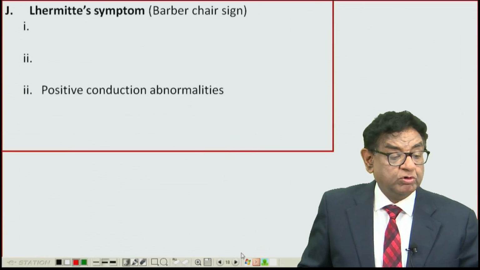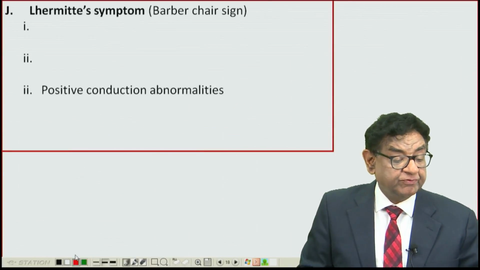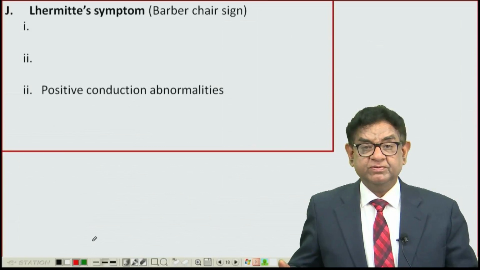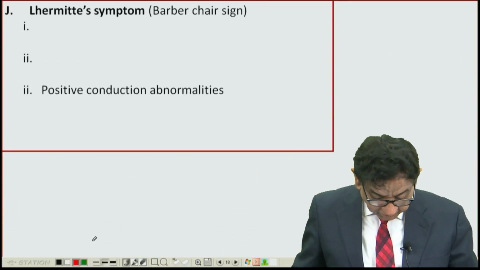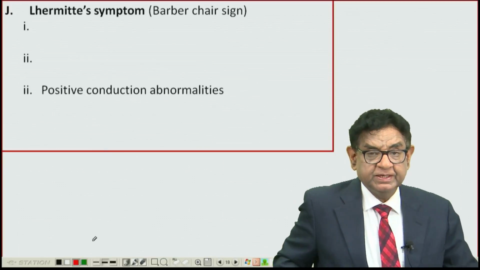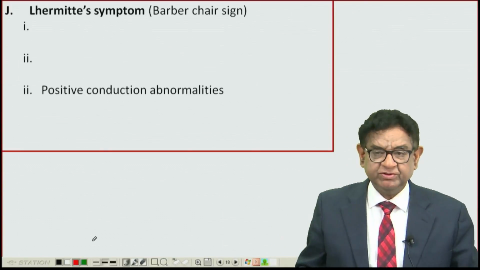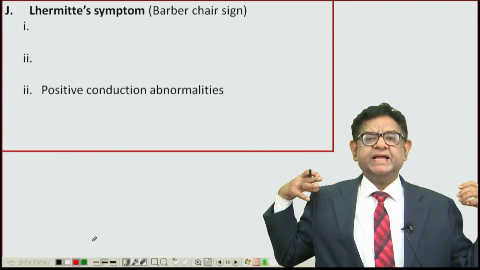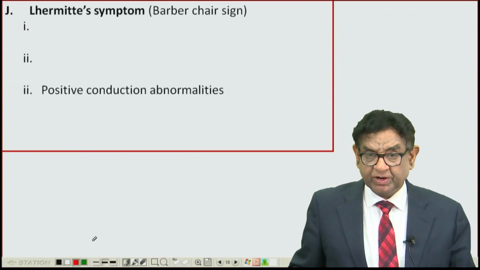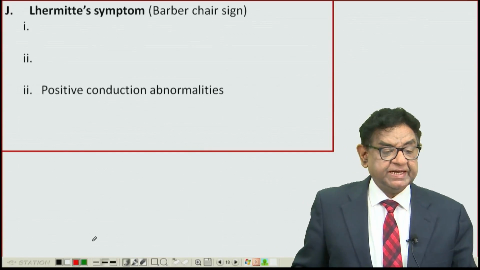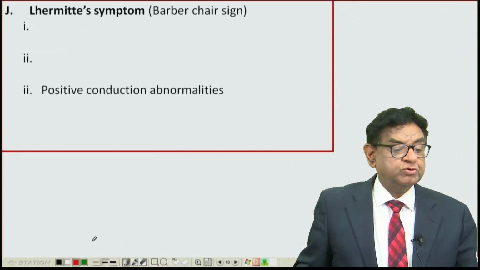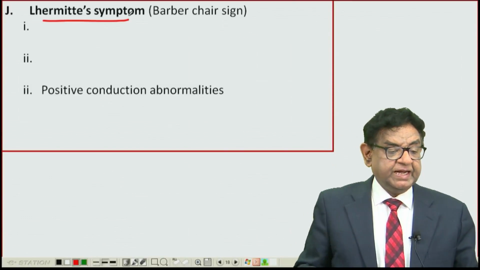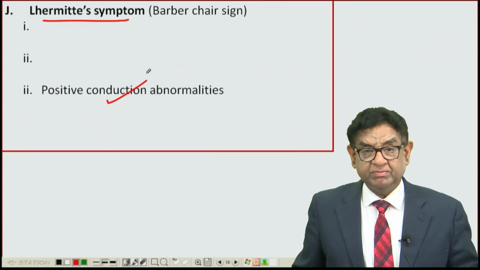Then we have one more, the so-called Lhermitte sign, the so-called barber chair sign. What is this? Well, when we go to the barber for a haircut, what does he do? He will bend our neck forward, and that's how he does the cutting. But in this patient, when the patient bends the neck forward, a current-like sensation goes into the limbs, upper and lower limbs, and this is known as the barber chair sign. This is also known as Lhermitte's symptom or Lhermitte sign. And this is considered as a positive conduction abnormality.